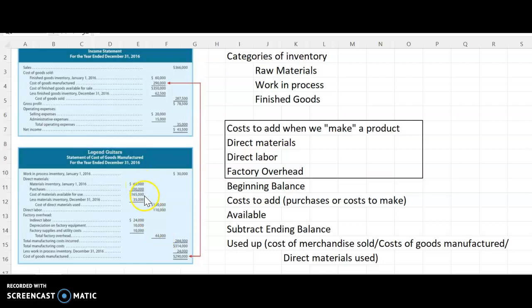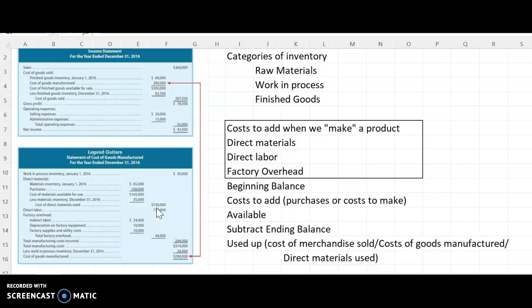Only for direct materials, I wasn't automatically given how much materials I used. Again, I had to calculate it. I calculate it using the same scenario: the beginning materials inventory, so I'm talking about my raw materials that I started with, beginning inventory plus the purchases gets me to my available for use, subtract out the ending, and that tells me my cost of direct materials used. All right, let's keep going.